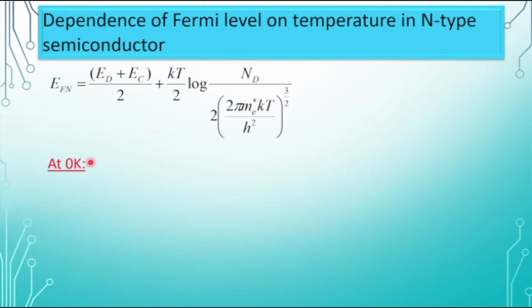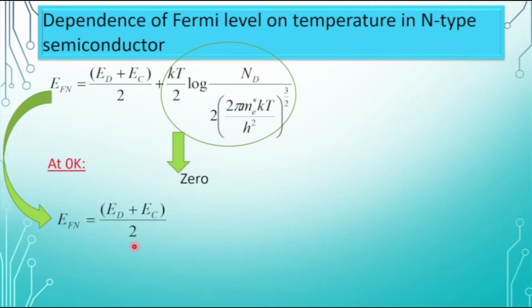Let us consider the situation where the temperature is equal to absolute zero. If I substitute T equals 0 over here, the total value of the factor encircled within this circle is equal to 0. If this total term is 0, what will be the value of EFN? That is equal to ED plus EC by 2. Only this term will be there, this is 0. Right? Let us see where it lies in the energy band diagram.